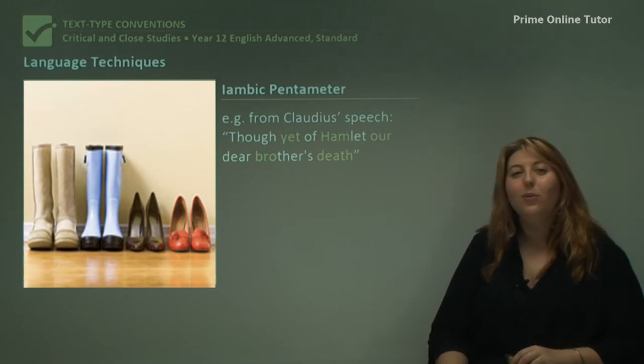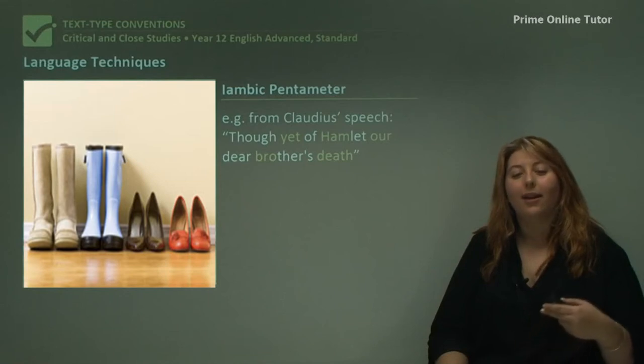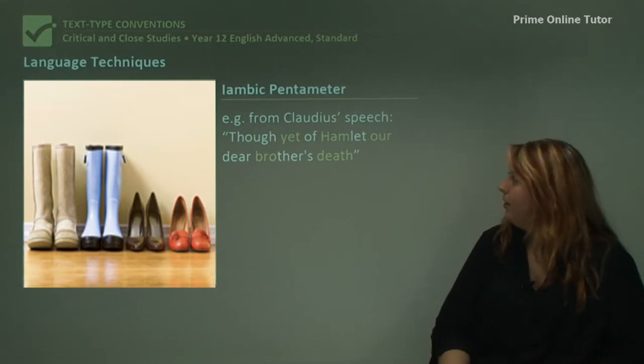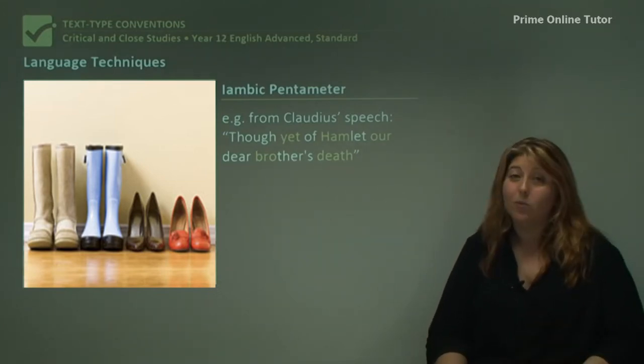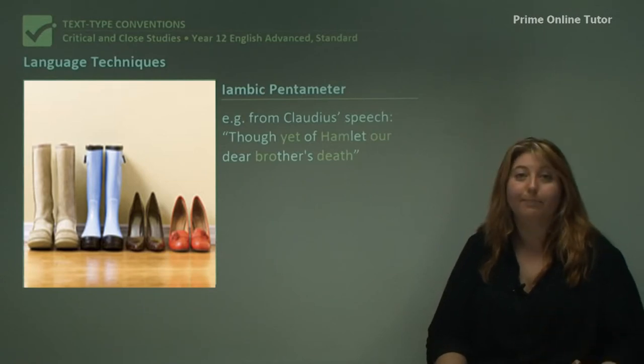And usually the words that are being fallen on in the Iambic Pentameter are the ones that are stressed for a reason. So Shakespeare wants you to pay attention to them. So the fact that the brother is dead is one of the important facts that sets up Act 1. And of course, Portia really wants to focus on the idea of mercy.